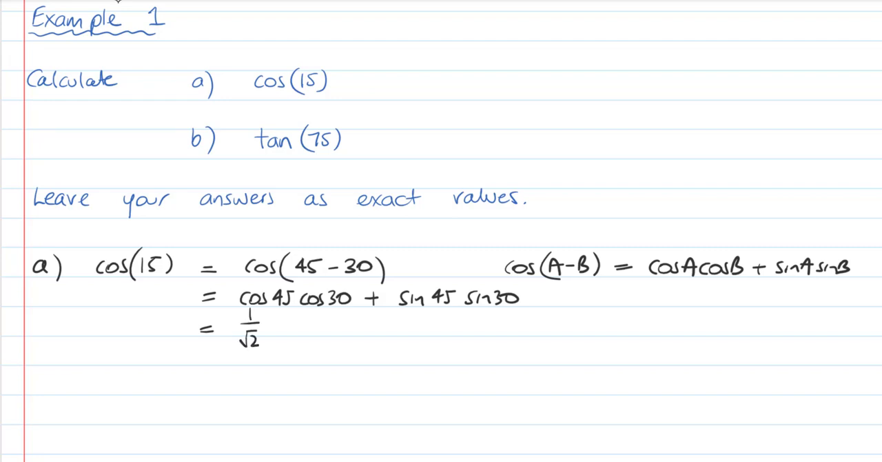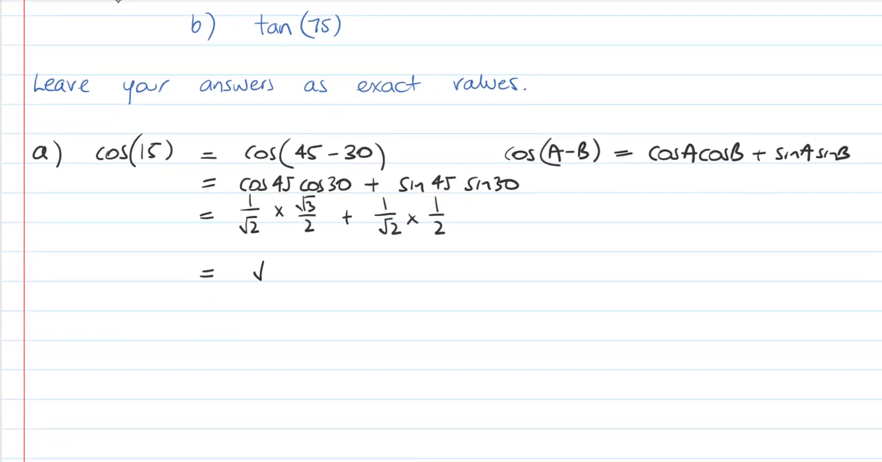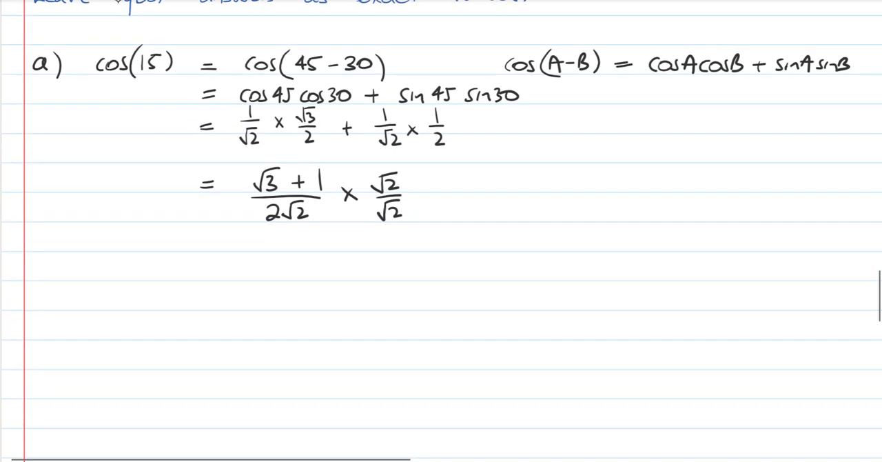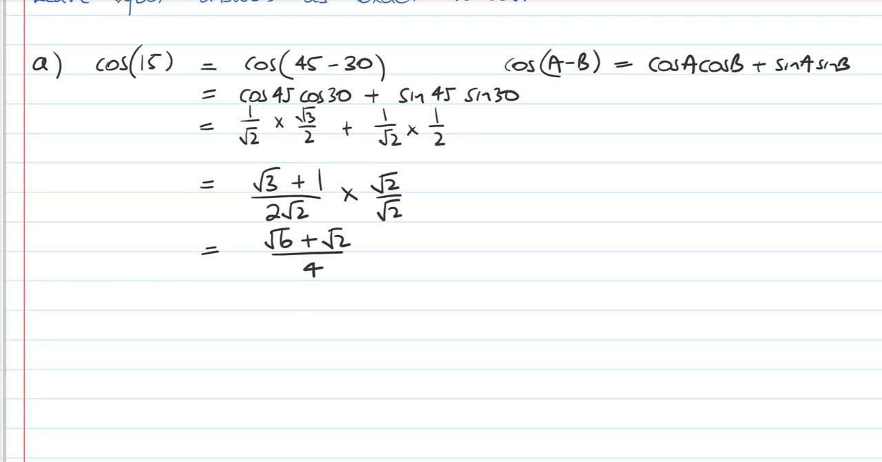and that's equal to 1 on root 2 times root 3 on 2 plus 1 on root 2 times 1 on 2, and this will be equal to root 3 plus 1 over 2 root 2. We always like to leave our solution with a rational denominator, so that gives us root 6 plus root 2 over 4. Now, check it. Do cos of 15 and then evaluate root 6 plus root 2 over 4, and you'll get the same answer. It's really beautiful.